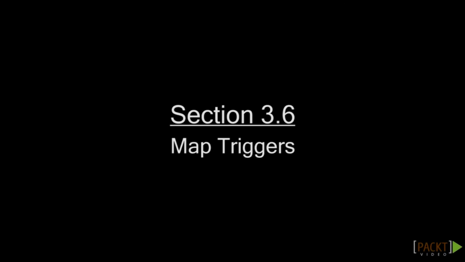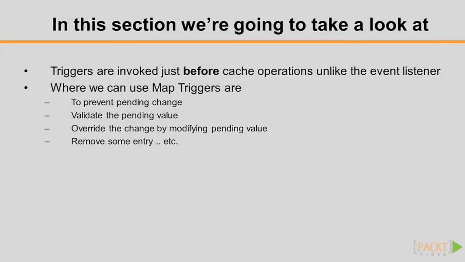In the previous video, we took a look at how the event listener works with a few examples. In this section, we'll see what a map trigger is. Map triggers are invoked just before cache operations, unlike event listeners which are executed just after the cache operations asynchronously. Map triggers are useful for operations such as validating or modifying a pending value, to mention a few.